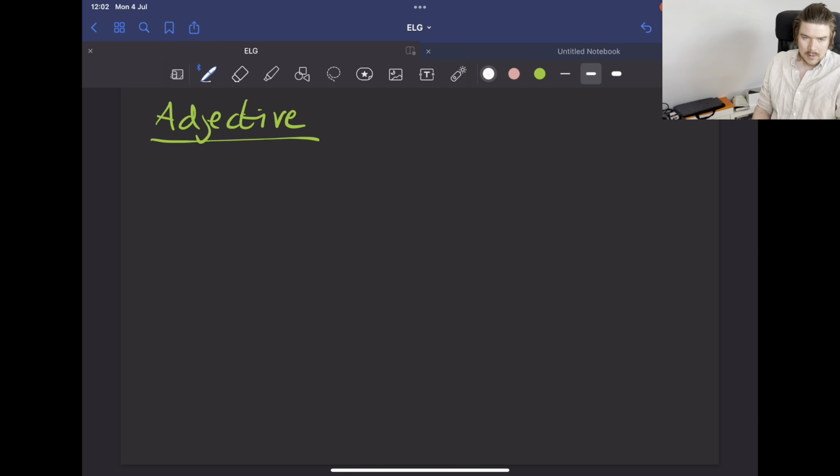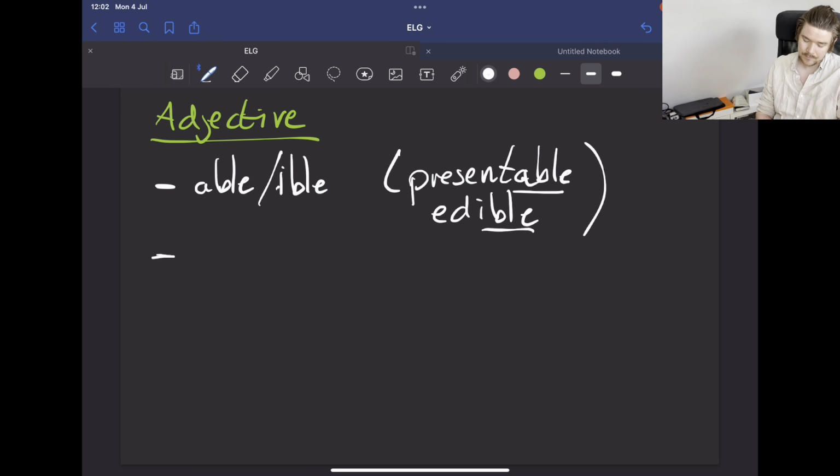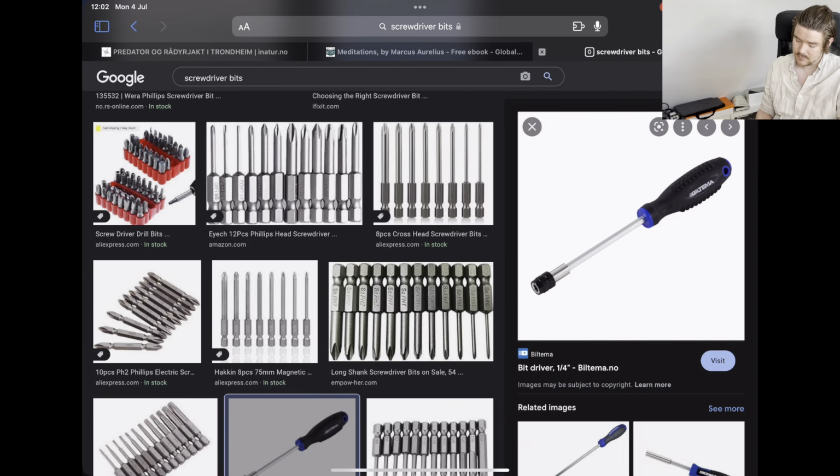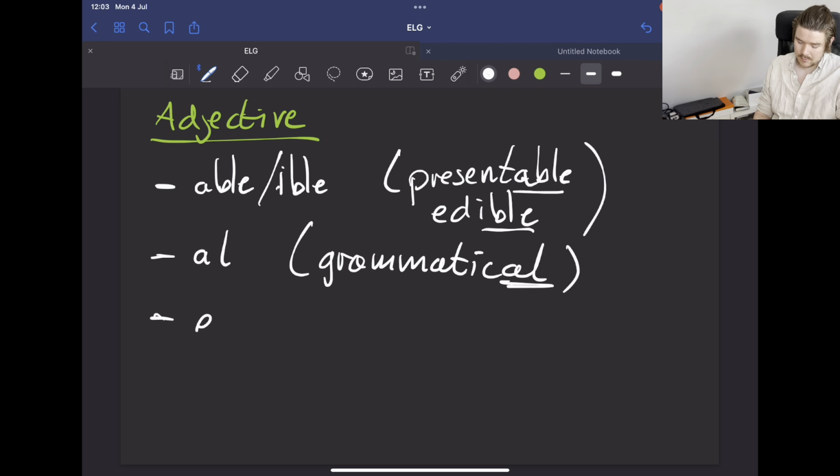adjectives. -able, for example, presentable or edible, like this. -al, again, this is also used in nouns, like in grammatical. -esque, which is not very commonly used.